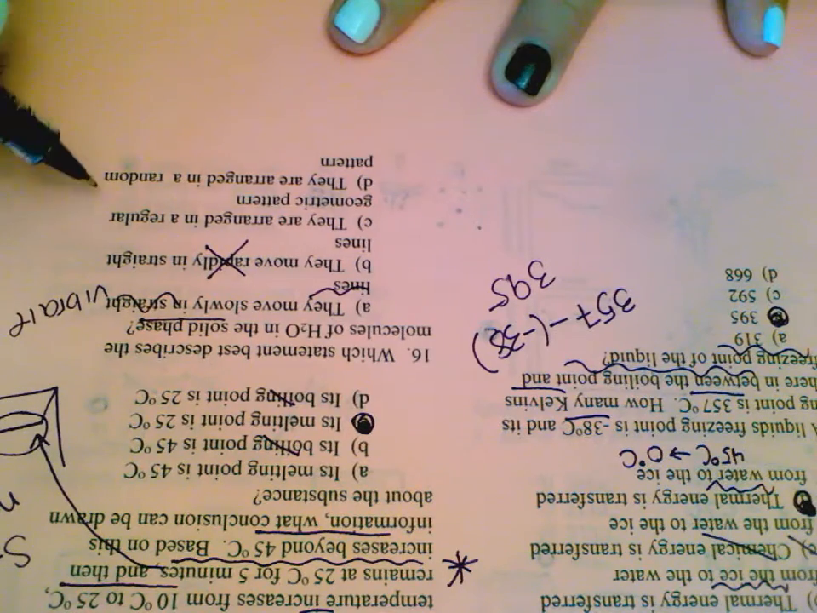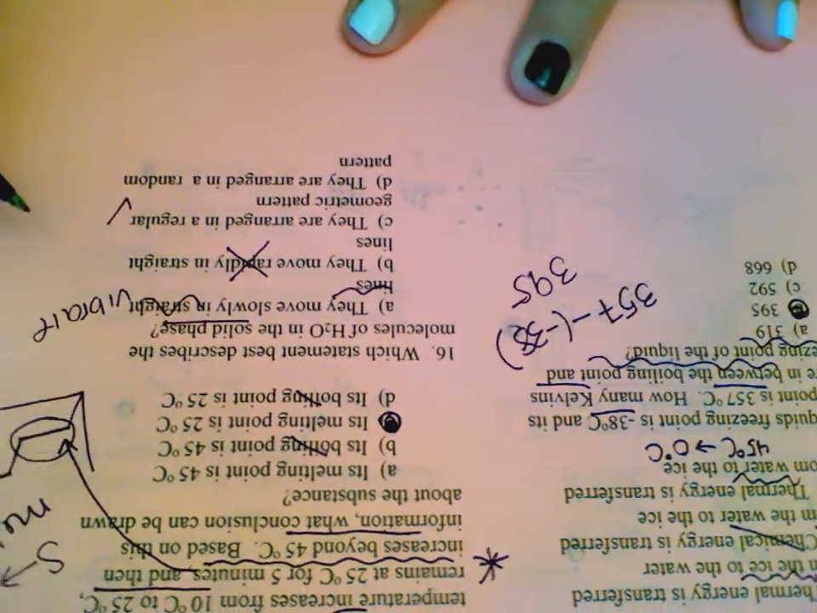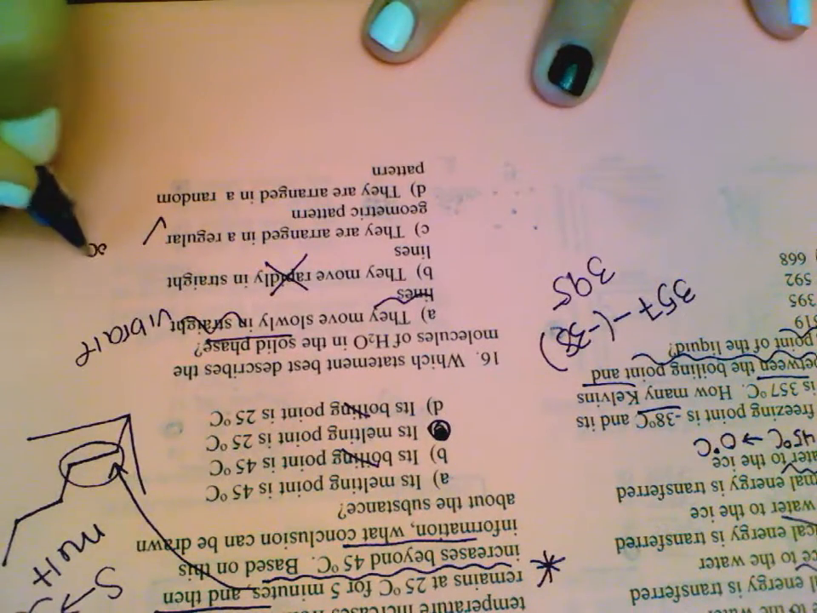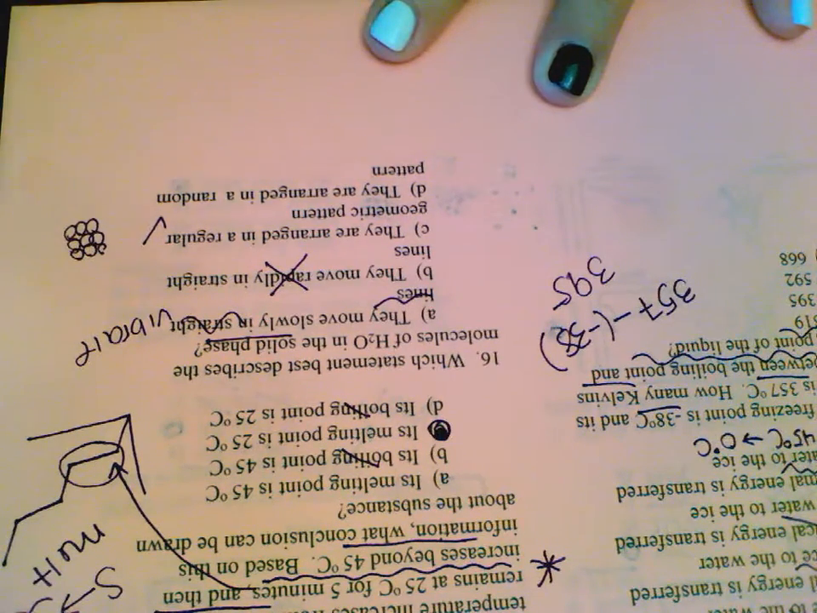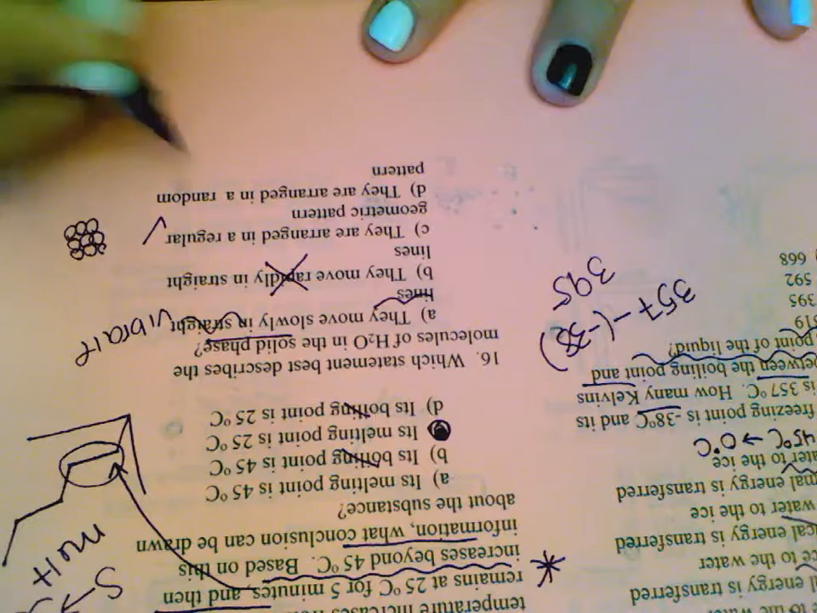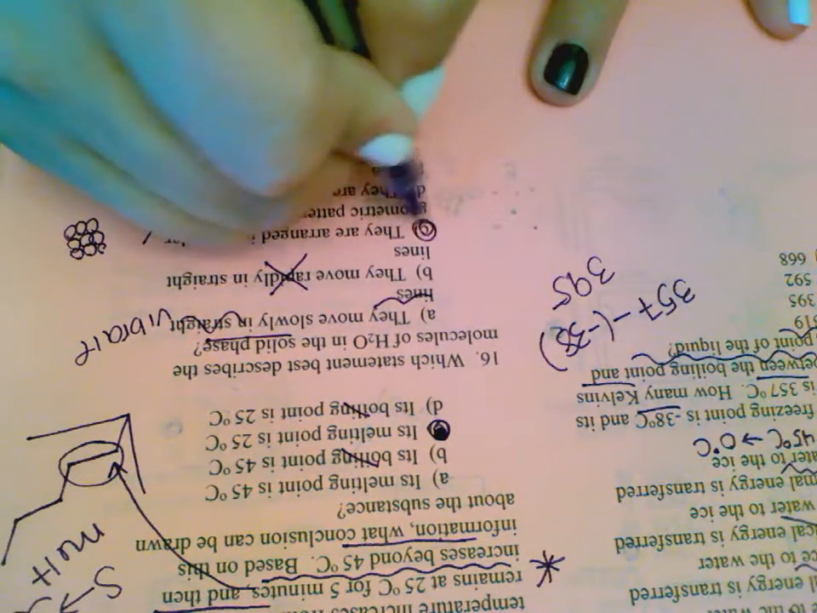They're arranged in a regular geometric pattern. Yes, I actually really like that, because if I were to draw a solid, I would draw it just like that, in nice lines and rows. So they're not random. So I like C.